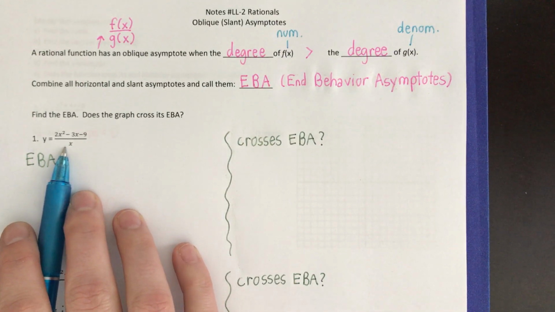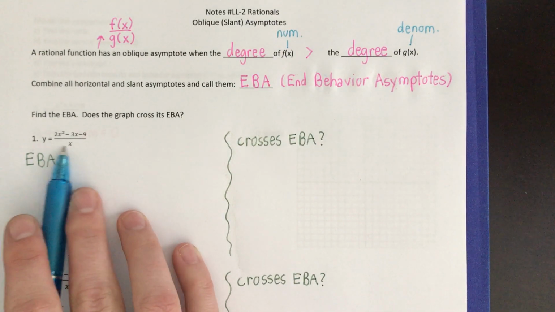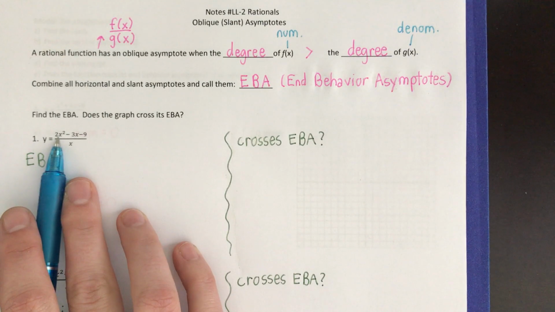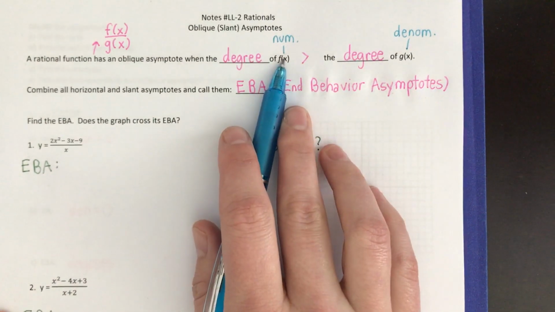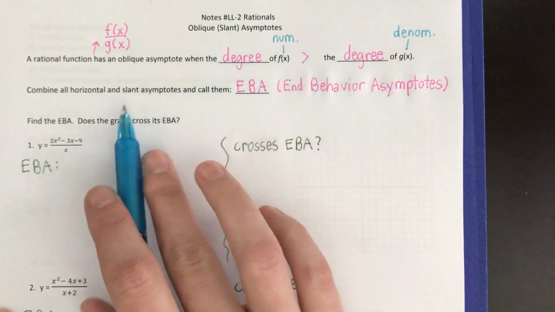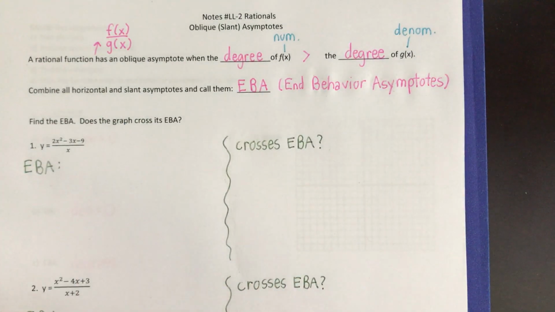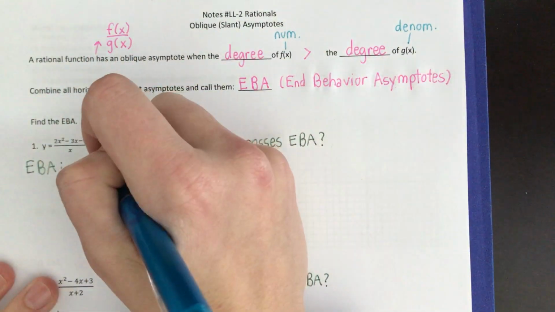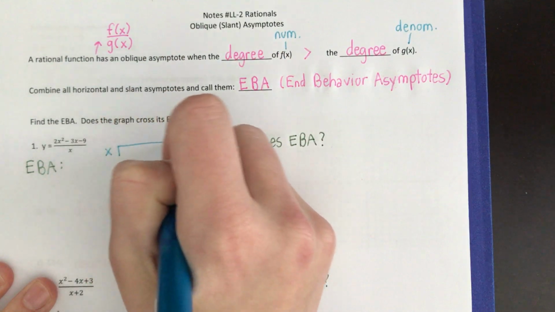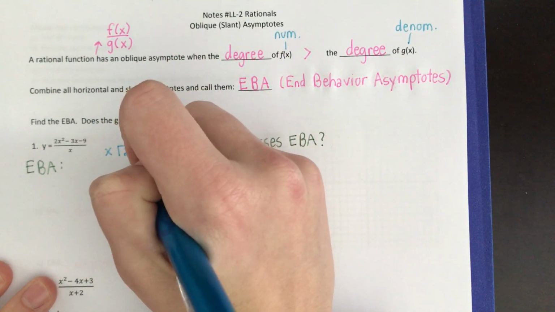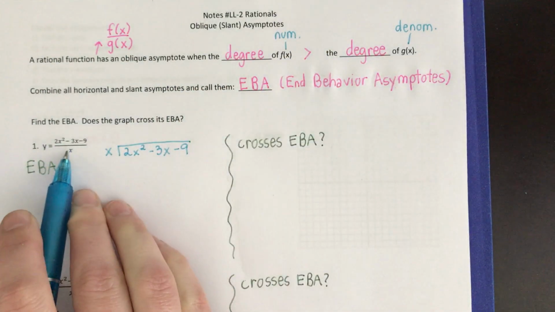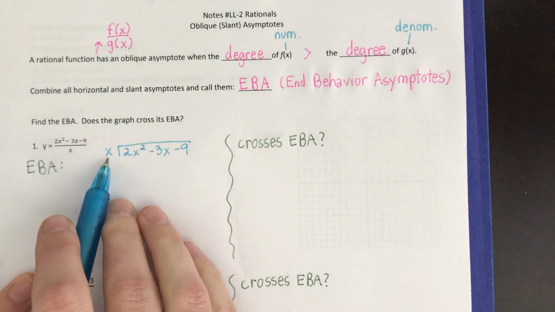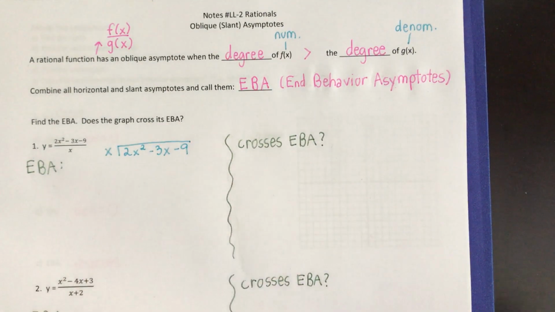So let's look at equation number 1. Look at the degrees of the numerator and the degrees of the denominator. Certainly the degree of the numerator is larger than the degree of the denominator. So if that's the case, then we are going to actually divide. So we are going to take the numerator, 2x squared minus 3x minus 9, and divide it by the denominator. So the denominator is the divisor, and the numerator is the dividend.